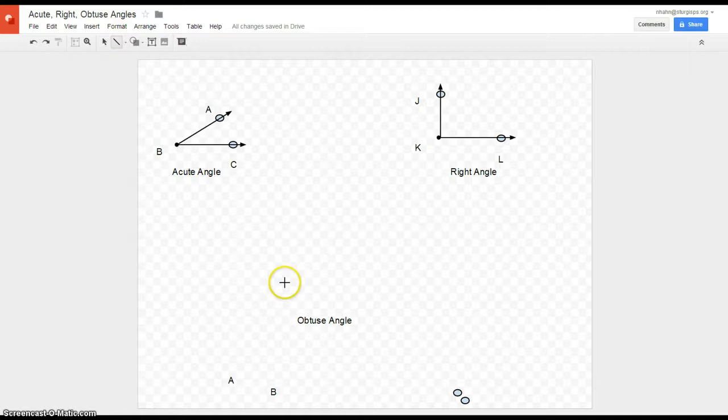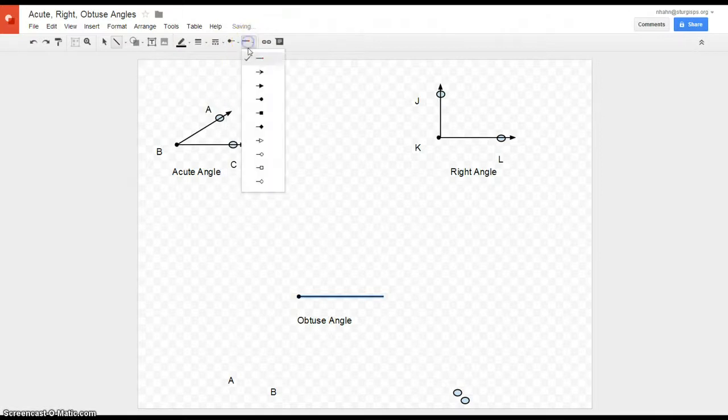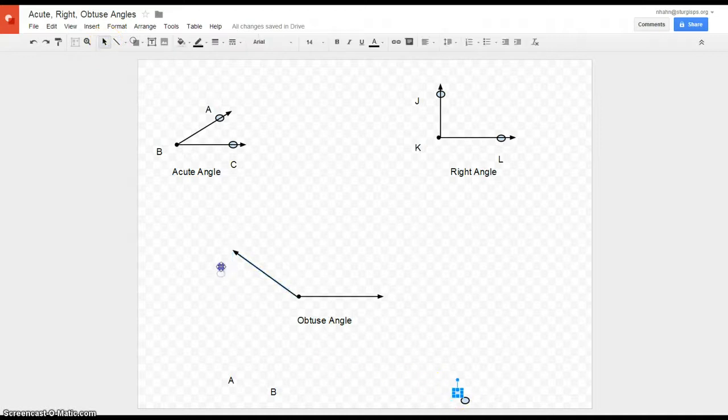And what that looks like is we'll start here with our baseline. We're going to make it into a ray by putting a point at the vertex and an arrowhead at the end. So now it's a ray. And then I'm going to draw another line from the same vertex and just make an arrowhead at the end. And I'm going to put my points on. I'll put a point there. And now I need to label.